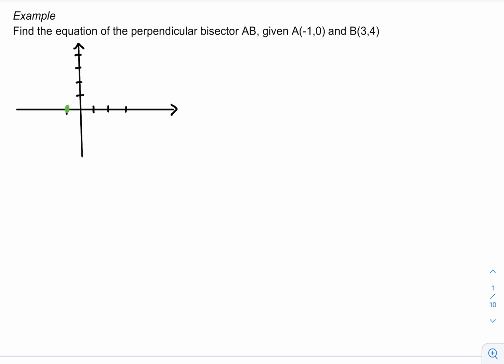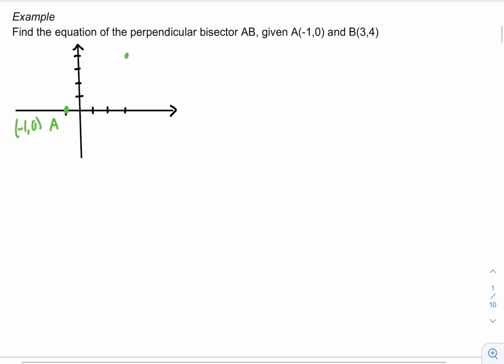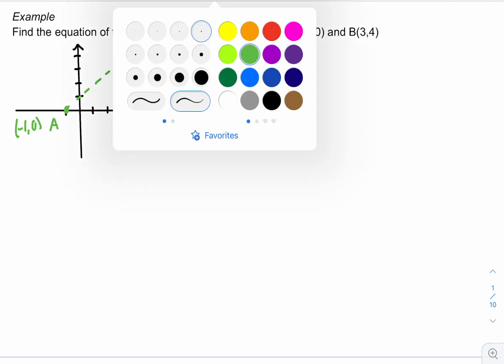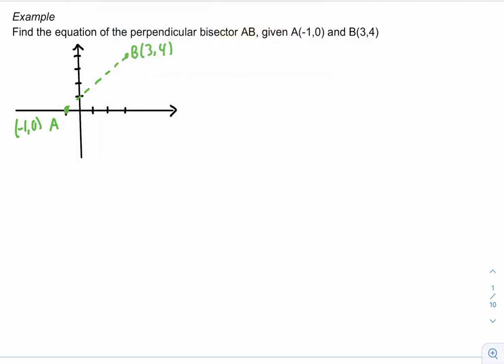A is going to be the point which is here, which is (-1, 0), while B is the point which is (3, 4). Now our objective is going to be to find the perpendicular bisector of AB. So it's going to be a line that is exactly halfway between AB, somewhere here. We're going to find what this exact coordinate is, and it's going to be a straight line that is perpendicular to AB. So this is going to be the objective of this question.